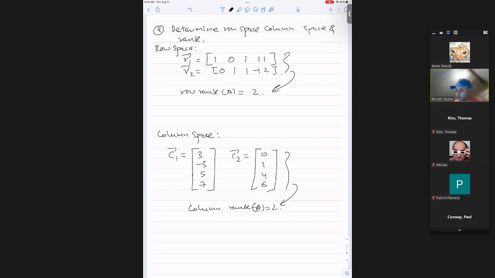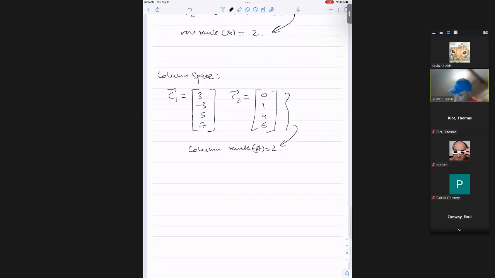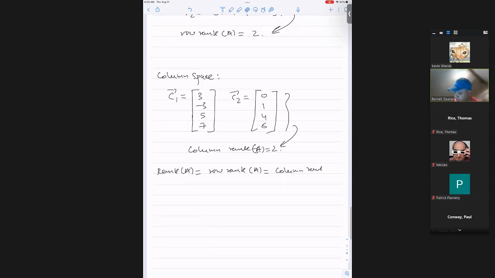So we look at the rank. The rank is the same as the row rank of A, and column rank of A equals 2. This is the rank. Okay, so we found the column space. It's pretty straightforward. There is no rocket science there.